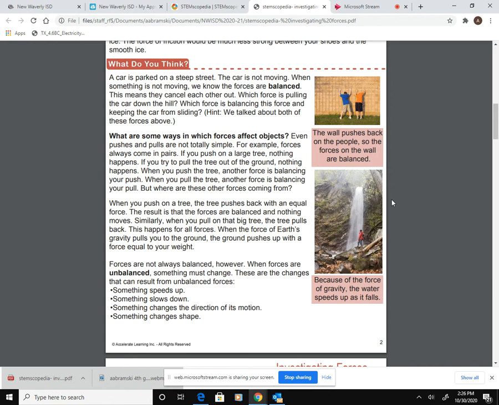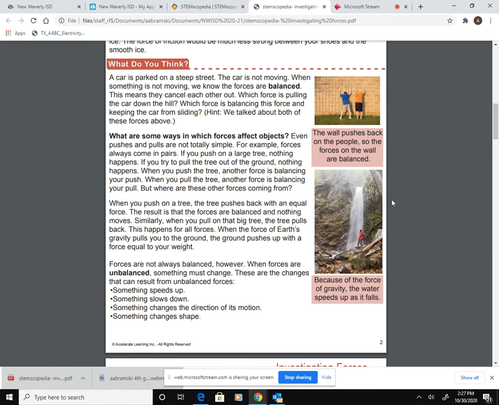A car is parked on a steep street. The car is not moving. When something is not moving, we know the forces are balanced. This means they cancel each other out. Which force is pulling the car down the hill? Which force is balancing this force and keeping the car from sliding? Let's think about it. Hint: we talked about both of these forces above. So let's think about that.